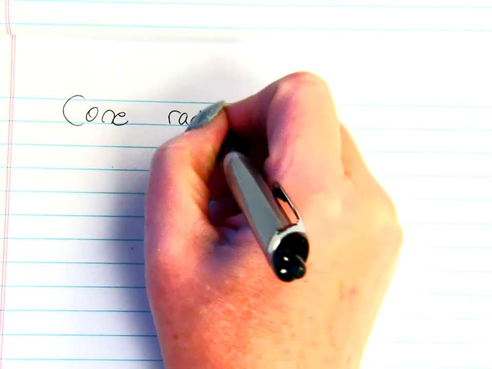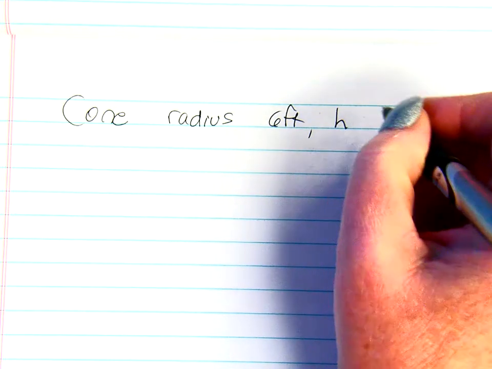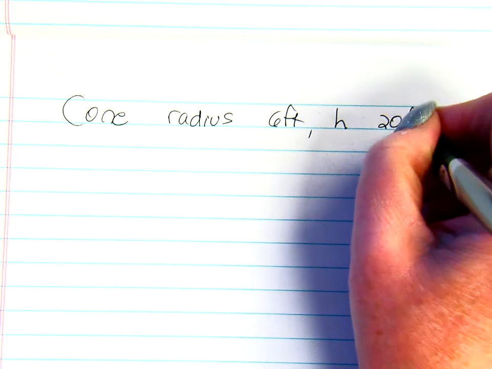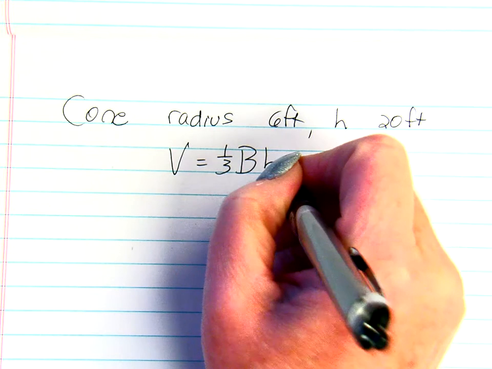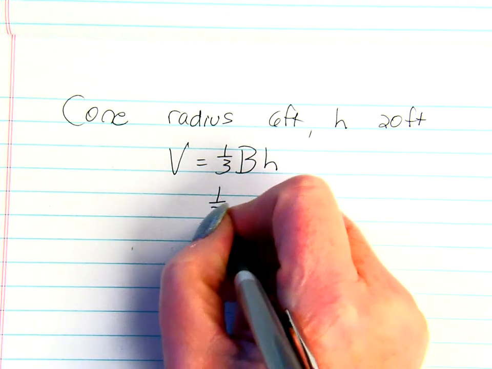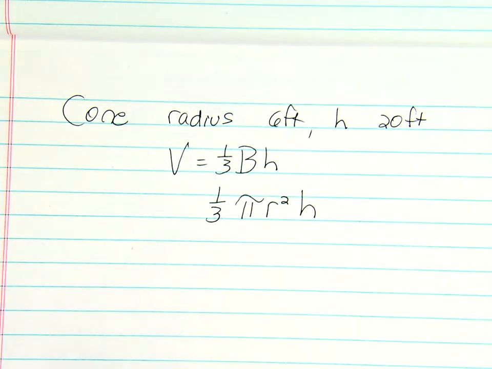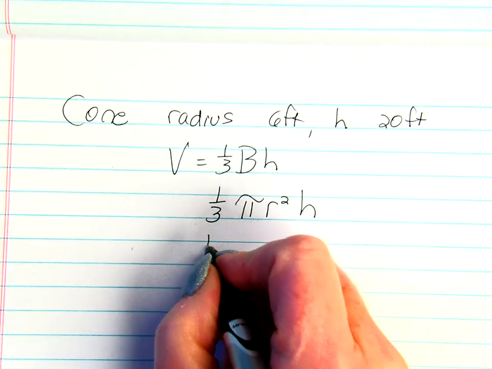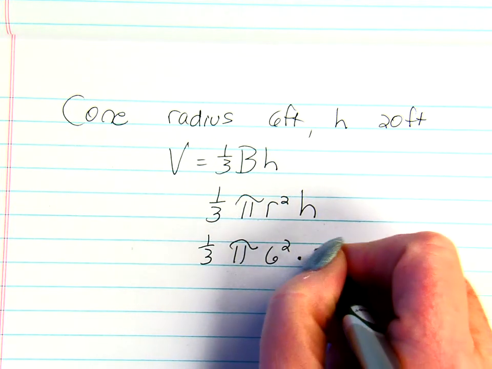So let's look at a cone with a radius that is 6 feet and a height which is 20 feet. So again, volume is equal to 1/3 big B H. So this means I've got 1/3. My big B is going to be pi times my radius squared times H. Now I'm just going to put some numbers in. Okay, 1/3 pi 6 squared times 20.